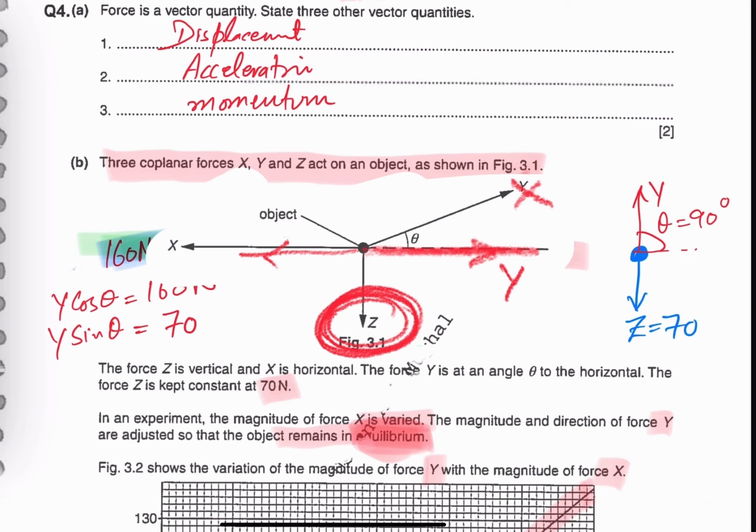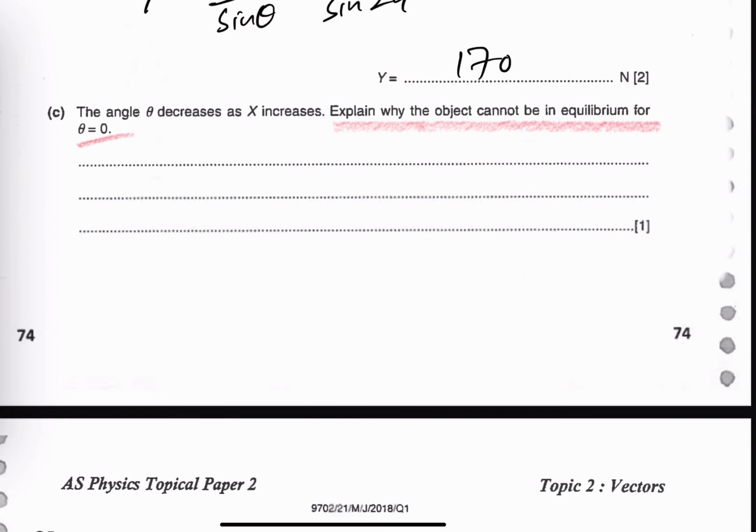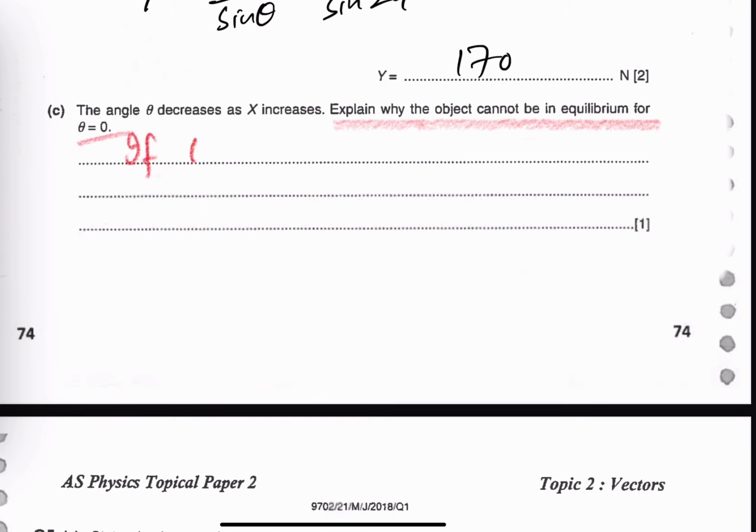You need a y component and an x component both to balance this x force and z force, because x is acting in the horizontal direction and z is acting in the vertical direction. So this should be in the xy plane, it should have an x component and a y component to balance these two forces. Okay, so the answer is, if theta is equal to 0, there is no vertical component.